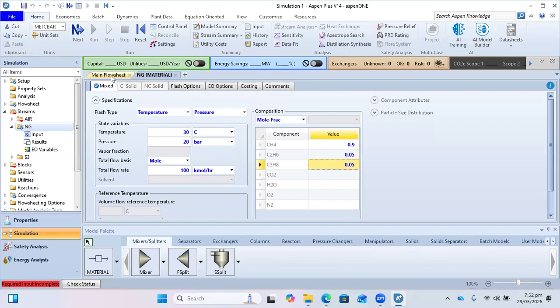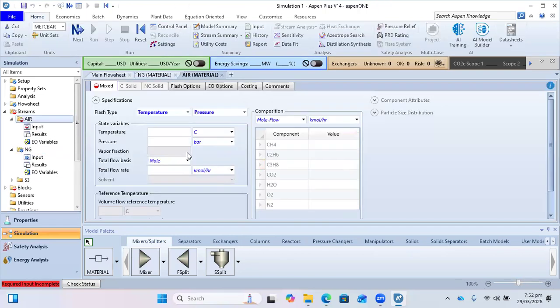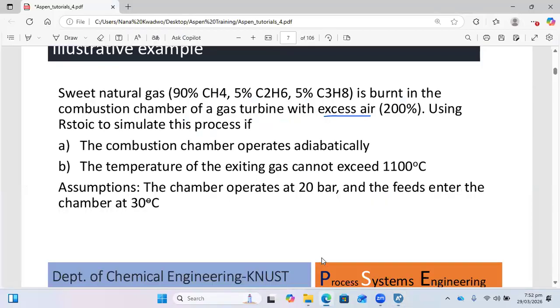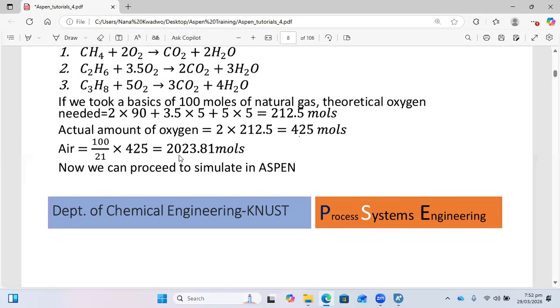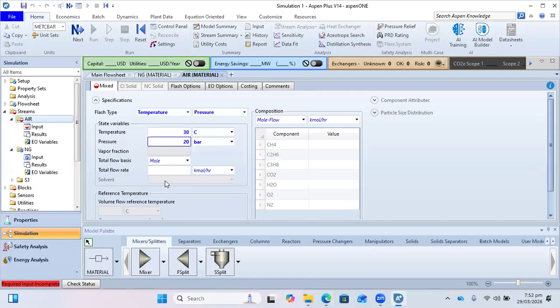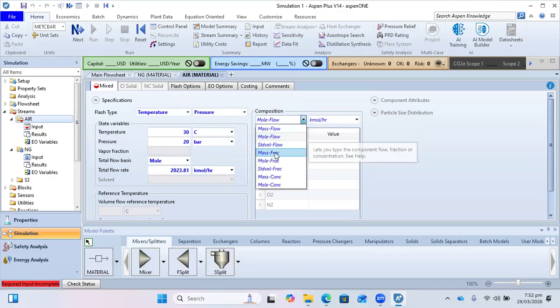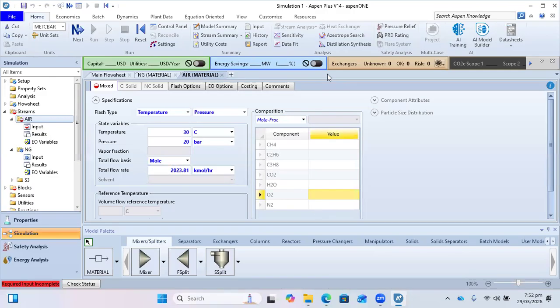That's for natural gas. And we can do the same thing for air. This is 30 degrees Celsius. This is 20 bar. And then the mole flow, the value we had was 2023.81. So put that here, 2023.81. Please, are we following? Yes, please. Okay. So the mole fractions will have 0.21 for oxygen, 0.79 for nitrogen.